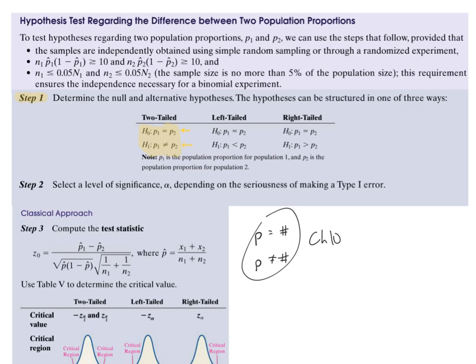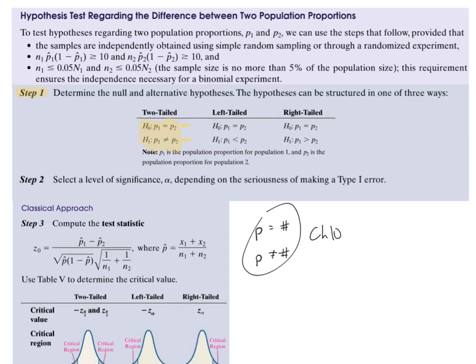And it's really just going to be the p's that we write down. There's not going to be any numbers up there. We're saying, are the two samples equal to each other or not? So that's the main difference here.